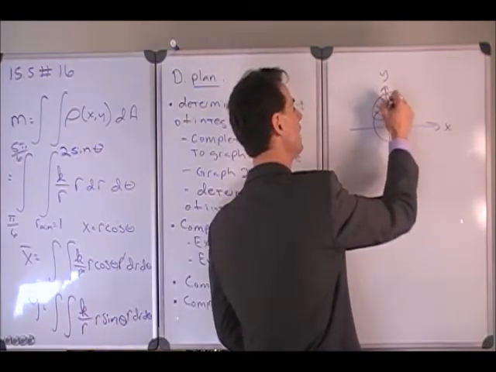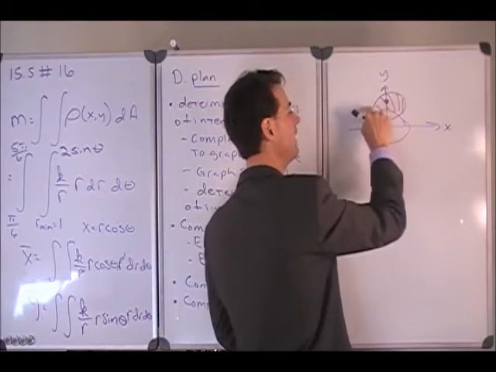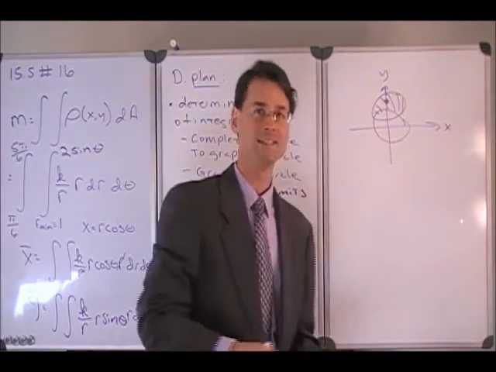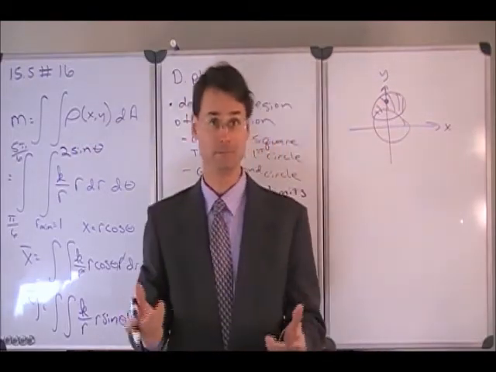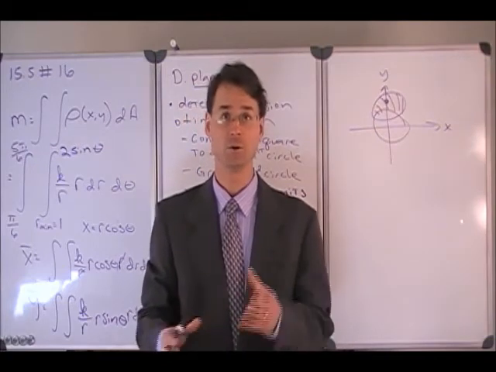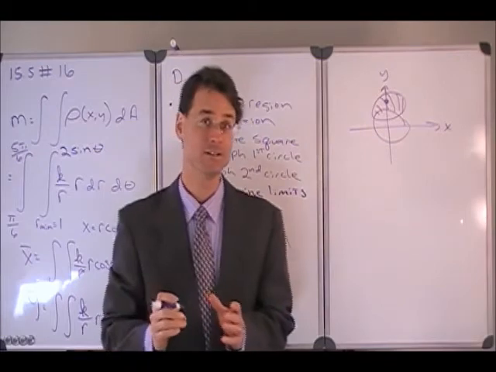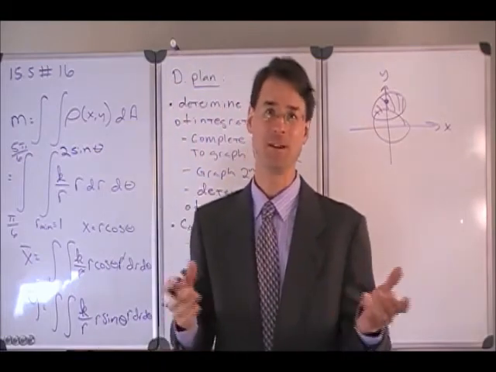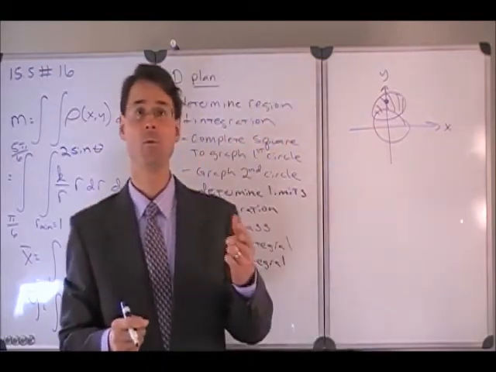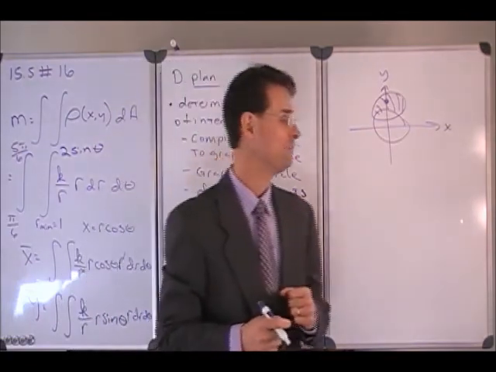You have as much of the lamina on the left side as on the right side of the picture, so it's going to be balanced on the y-axis. So the x-coordinate of the center of mass we're fully expecting to be 0. Okay, well, what about the y-coordinate of the center of mass?